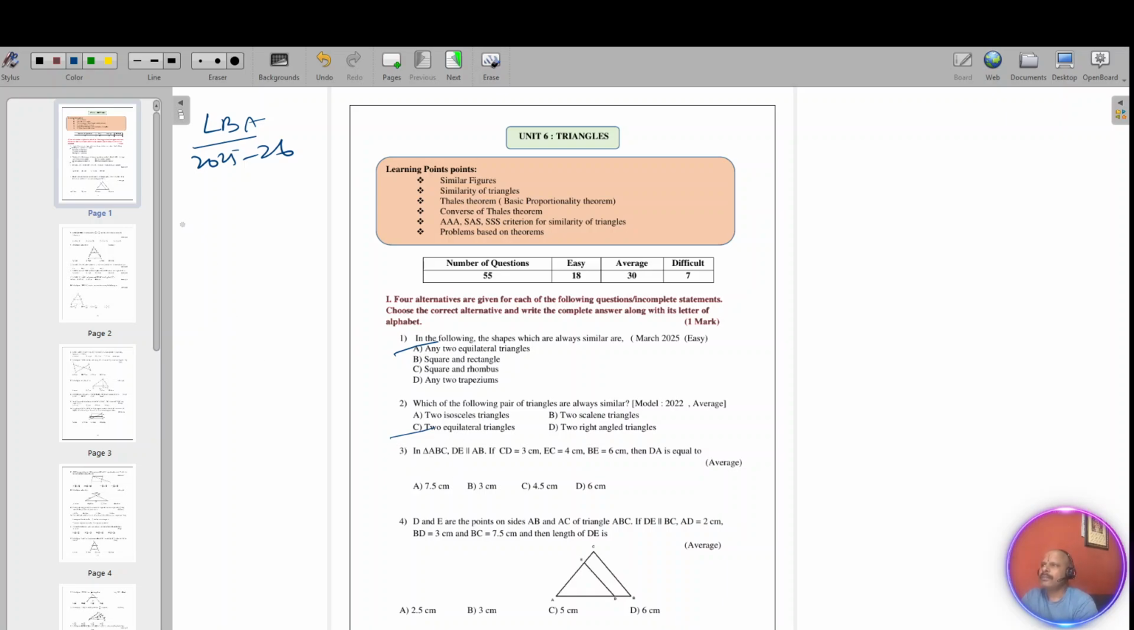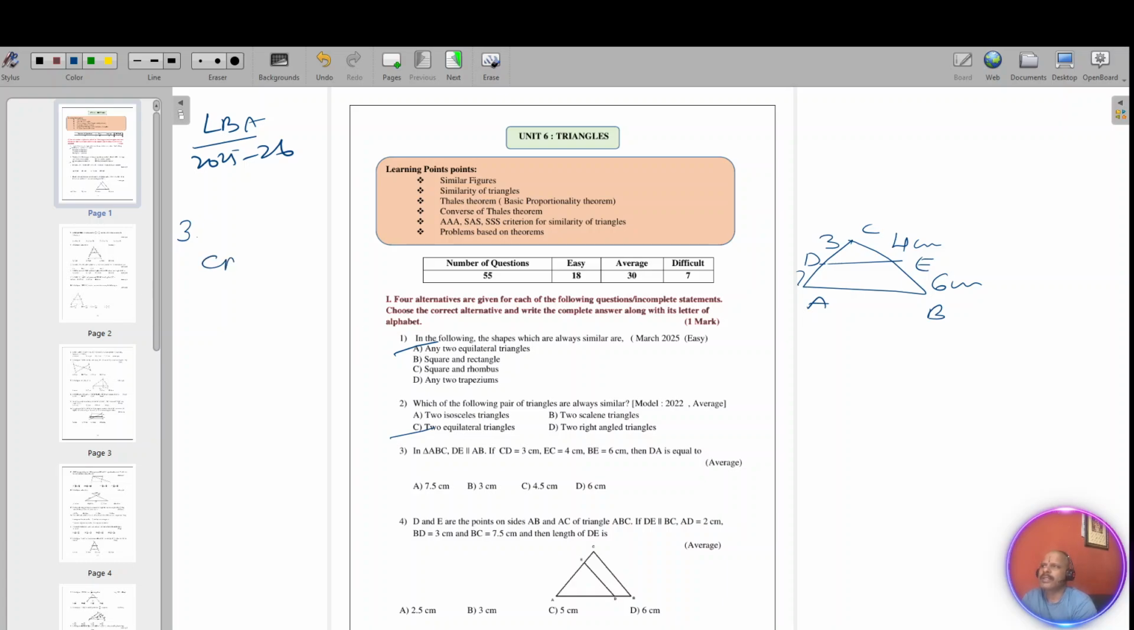Third one, in the figure ABC, DE parallel to AB. You have to draw the figure. Unless you draw the figure, you cannot understand the question. So draw the figure. CD is 3. DE parallel to AB, they said, right? So I drew it wrongly. DE parallel to AB means you have to make the base as AB and DE in the parallel side, and C will be here. CD is 3, EC is 4 centimeter, BE is 6 centimeter. What is DA? Direct BPT theorem it is actually.